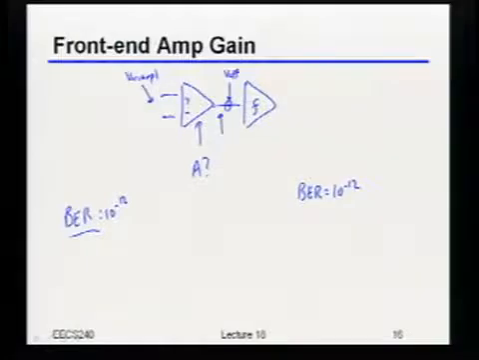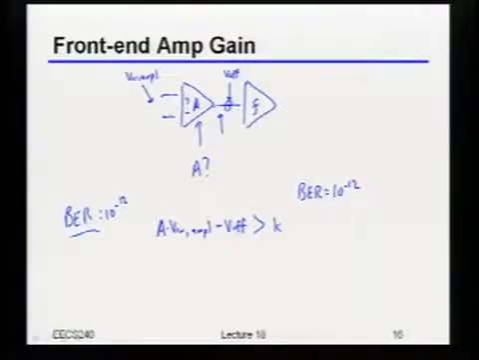So what is the signal going into the comparator? What's that going to be set by? Let's say this has a gain of A. Yeah, so the signal going to the comparator is just A times V in amplitude. I have to knock off the offset. And then I want to make sure that's larger than, I don't remember the number for 10 to the minus 12, I think it's 7, but I'll just call it K. That has to be greater than K times the noise. Okay?